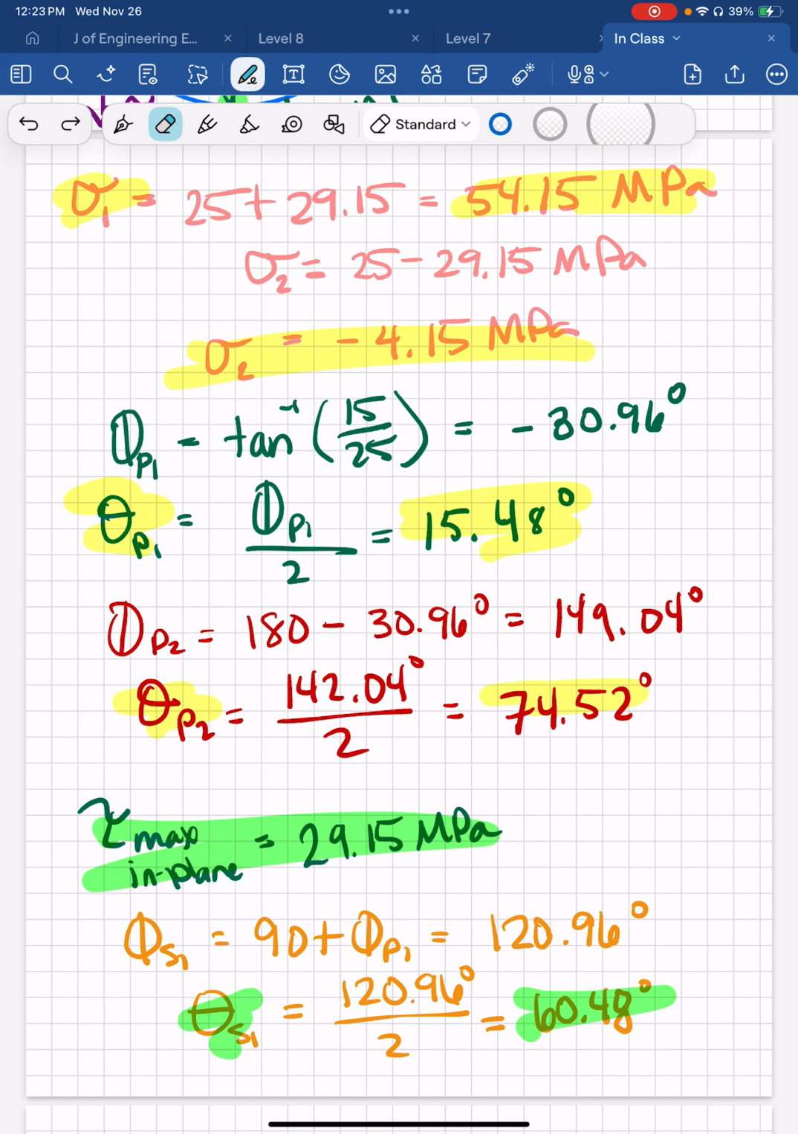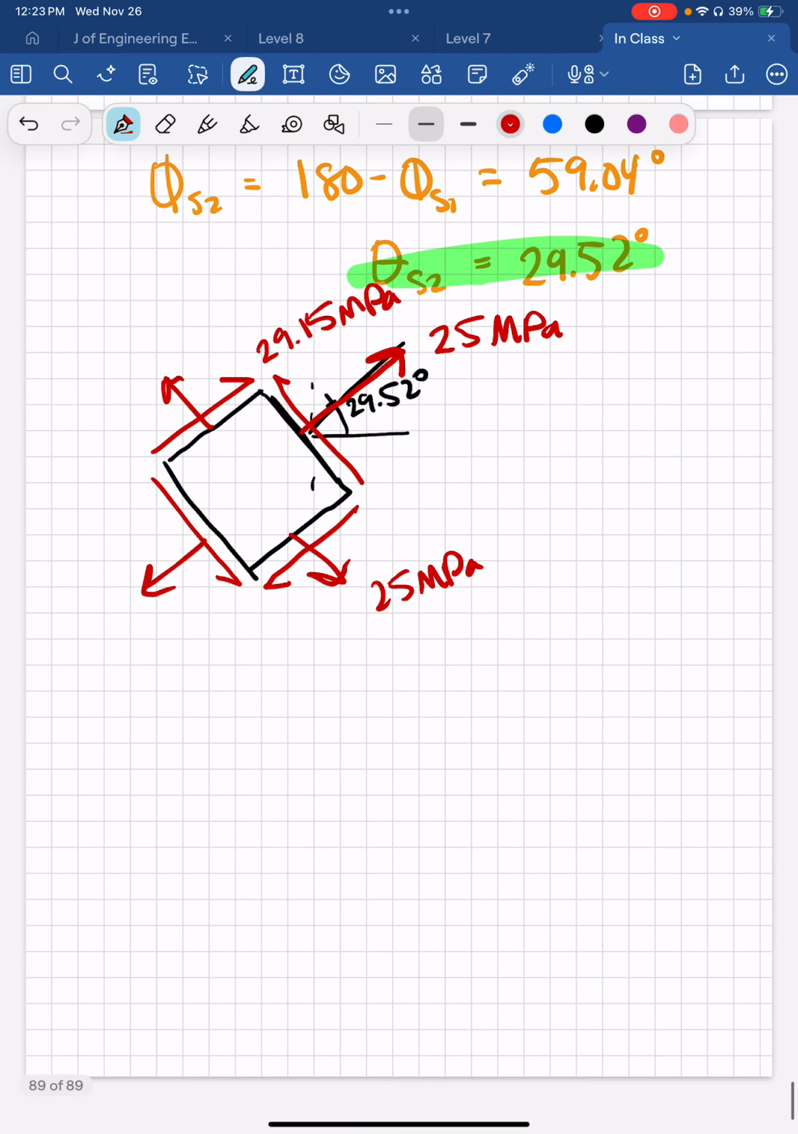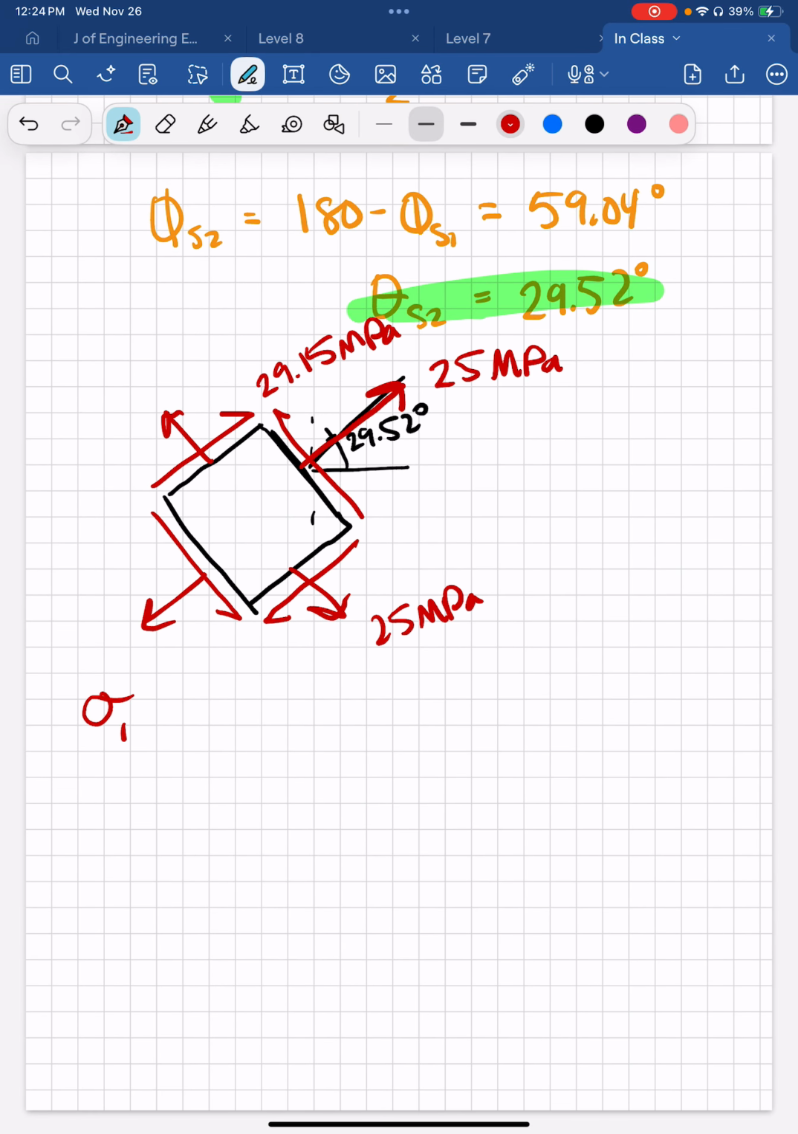And the theta P1 was in the negative direction. I just didn't capture that here; it was negative above. So it's negative 15.48. I'll just rewrite those really quick. Stress 1 is 54.15, stress 2 was negative 4.15, those are megapascals, and then theta P1 equaled negative 15.48 degrees.